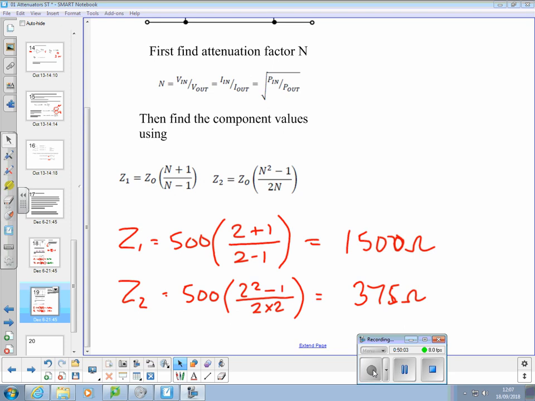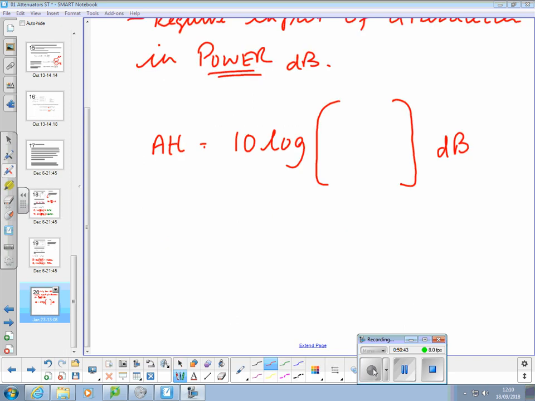So, what we're going to do now is take a look at how we're going to use an online calculator as an alternative to those manual calculations. So that's the manual way. We're going to look at an online calculator. First thing we need to do is check out what our attenuation level is in power dB. So look back at the notes. I want to calculate the attenuation level in power dB, bearing in mind that you know V in and V out. So what do I need to put in those brackets then?